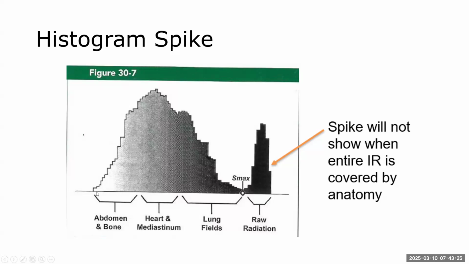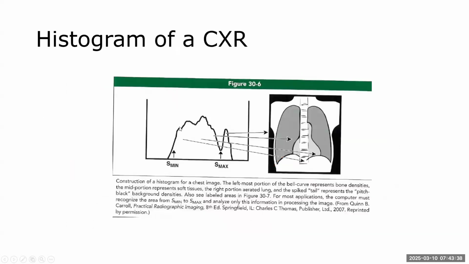So again, the values that are available are plotted on X, and how many times we see each of those values is plotted on Y. And when we look at these peaks and valleys, that represents the subject contrast in the image. Any questions so far about histogram? Okay.